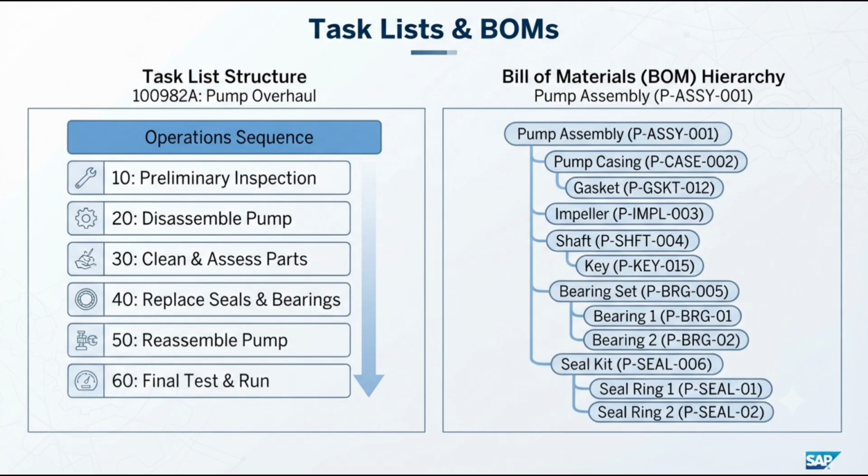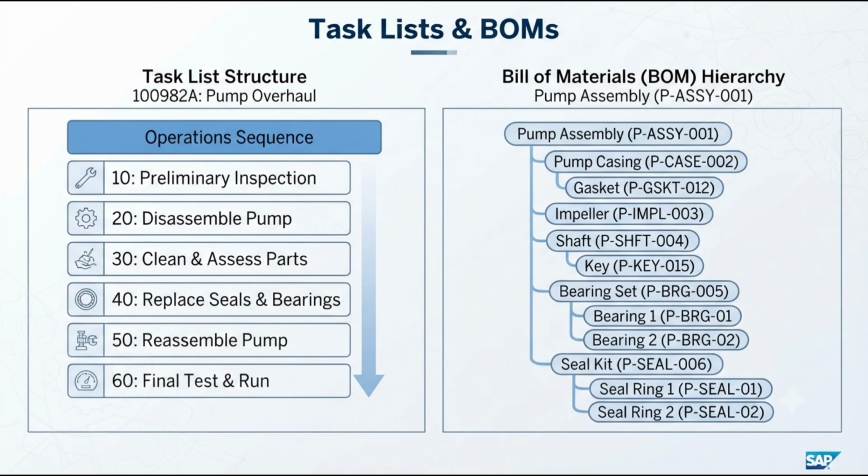Bills of material, or BOMs, list the spare parts and components needed for a specific equipment or functional location. When a work order is created, the system can automatically propose the components from the BOM. Both objects improve standardization across the maintenance department. Different types of task lists exist, including equipment task lists, functional location task lists, and general maintenance task lists.